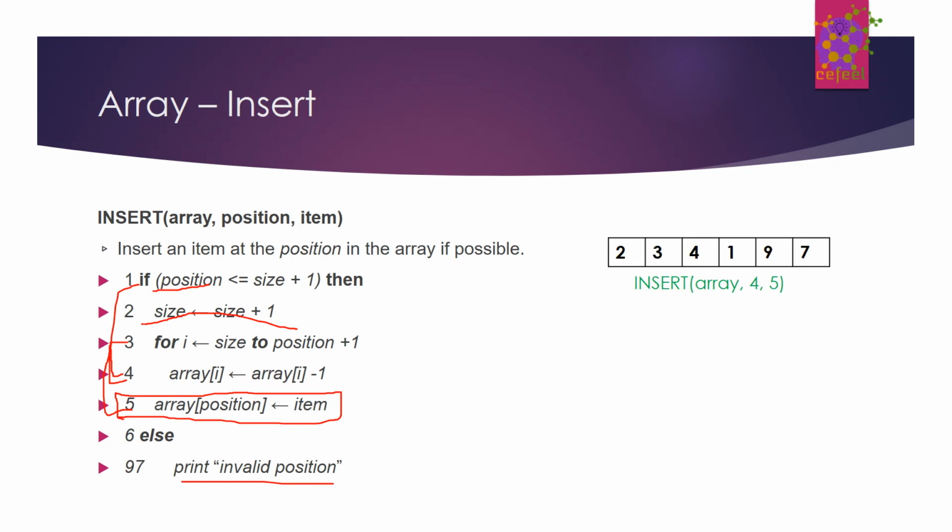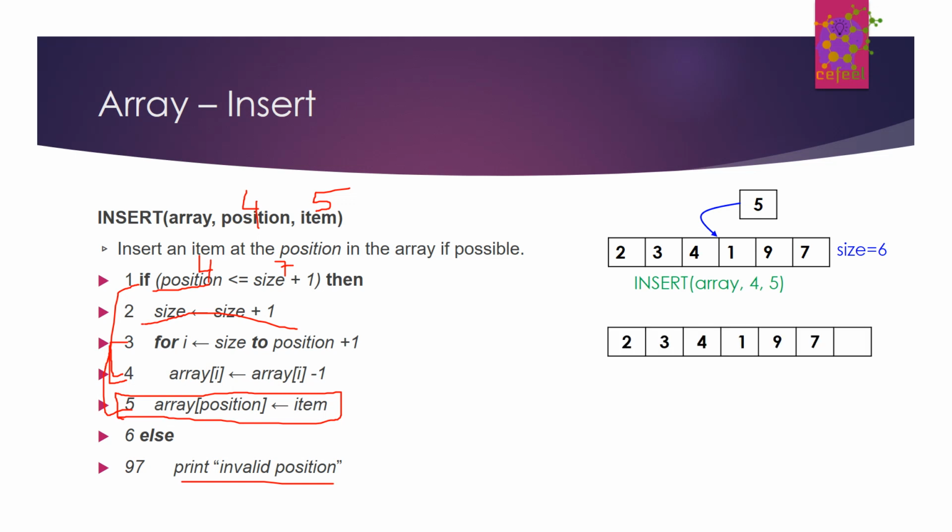So let's say we have this array over here, and we call the insert operation with array, 4, 5. 4 is the position where we want to insert, and 5 is the element which we want to insert. So in this case position is 4 and item is 5. The first step in this case, as you can see, there are 6 elements, which means size is 6. So first step is to check if position is valid. Position is 4, definitely less than 6 plus 1, which is 7. So we will go inside the if condition, which means we will go ahead and increment the size. So size now becomes 7 in step 2.